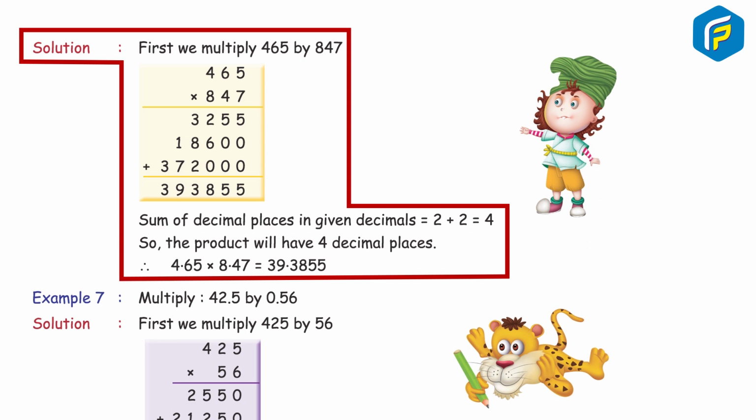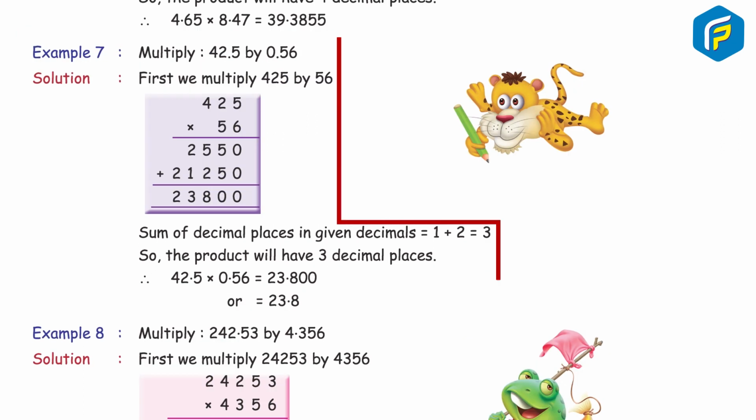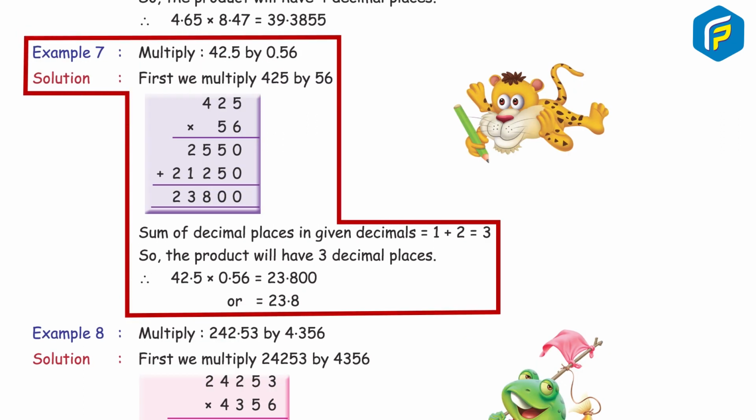4.65 into 8.47 equals 39.3855. Example 7. Multiply 42.5 by 0.56. Solution. First, we multiply 42.5 by 56. Sum of decimal places in given decimals, 1 plus 2 equals 3. So the product will have 3 decimal places. 42.5 into 0.56 equals 23.800 or 23.8.